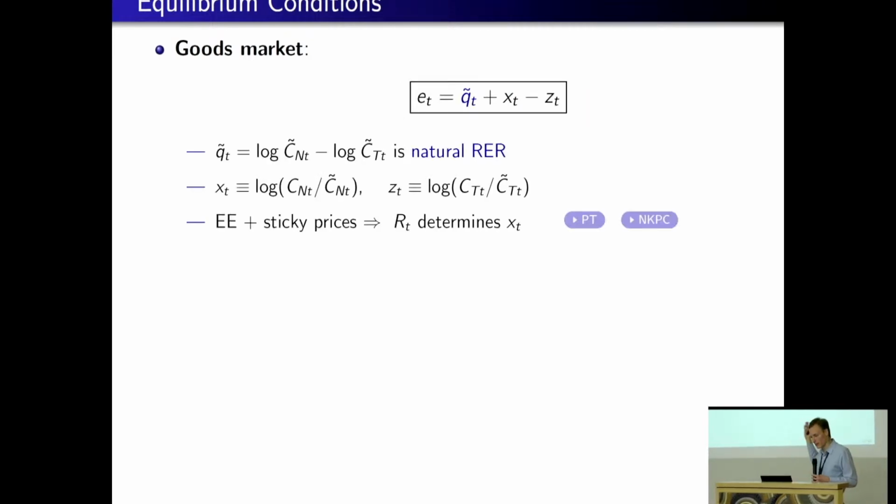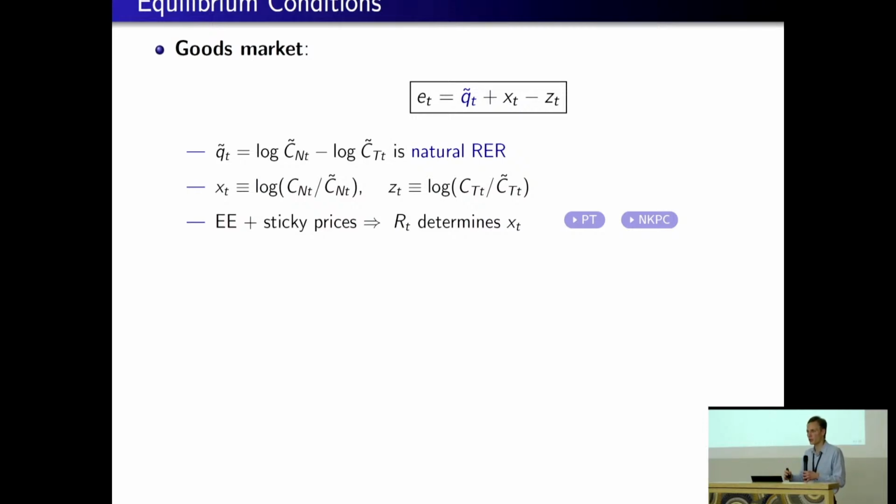I mean, here it's exact. Everything is exact in logs, and so we get an equation which in equilibrium determines the nominal exchange rate. Okay? So there are three components here. The first one is what we call the natural real exchange rate. Just like there is a natural level of unemployment, natural real interest rate, this is the level of the real exchange rate which would prevail in an efficient economy.